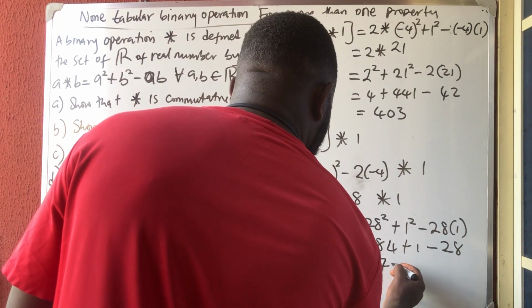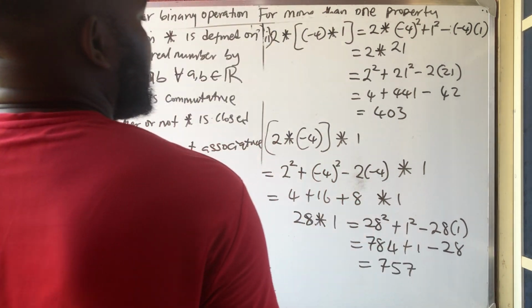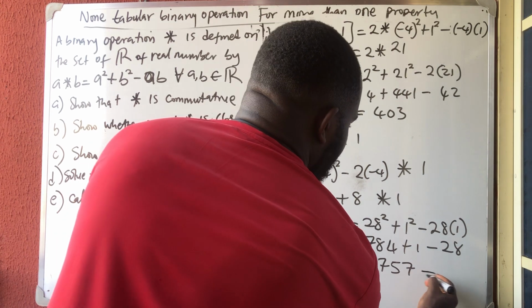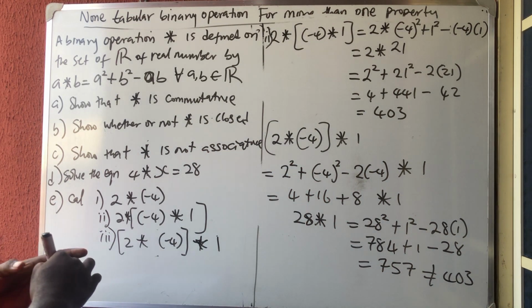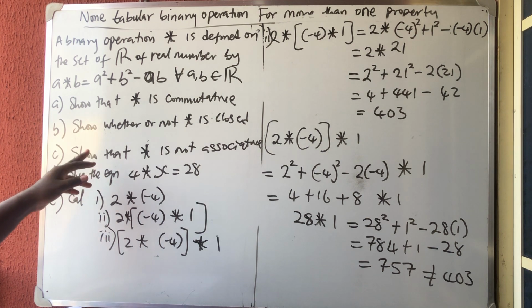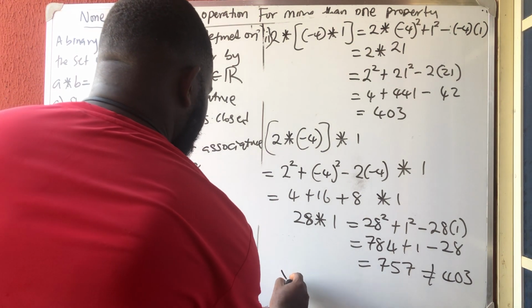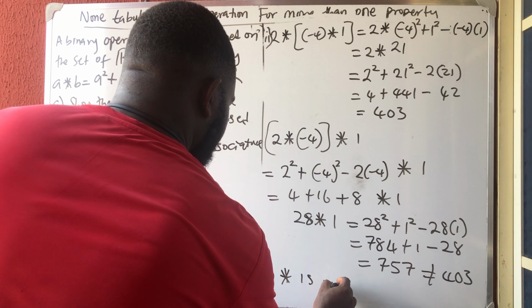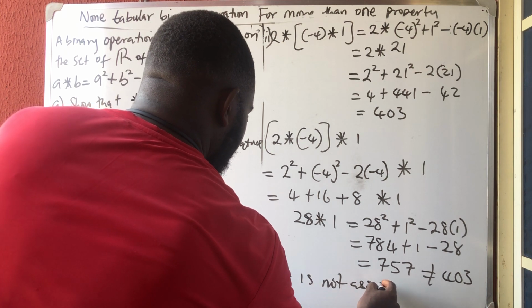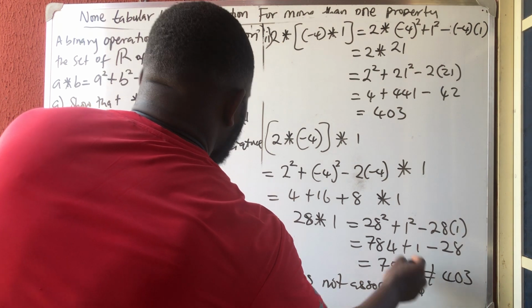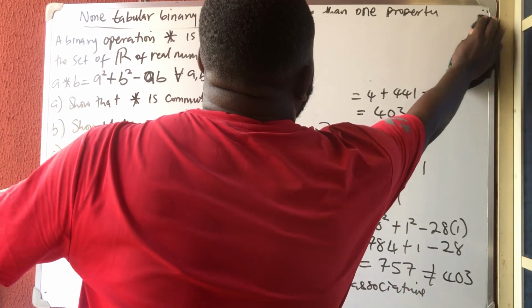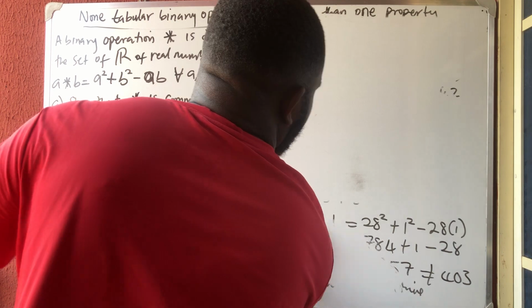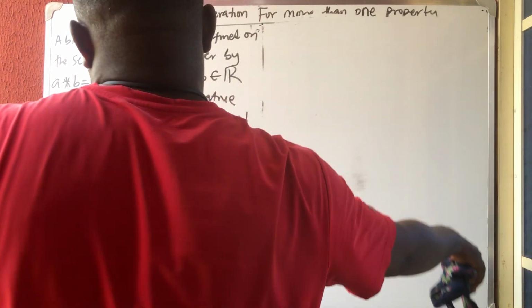So 757. So you see, they are not equal. It's not the same thing as when we got 403. So we conclude that what? That star is not associative. So that is that. It's not associative. Okay? So what else do we talk about?